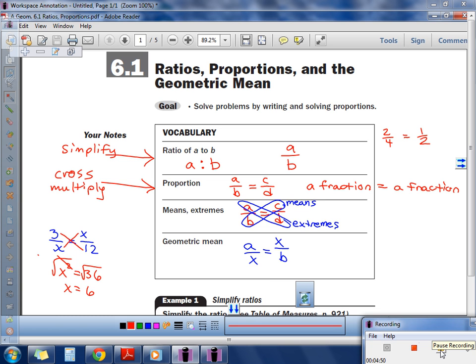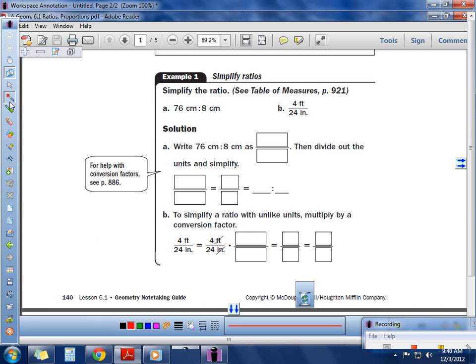Example 1 goes through some simple stuff. You've done this in Algebra 1. You've done it probably in chemistry as well, some of your sciences, and it's evaluating some ratios and trying to simplify those ratios. Let's start off with part A. It's the simpler one. It says simplify the ratio 76 centimeters to 8 centimeters.